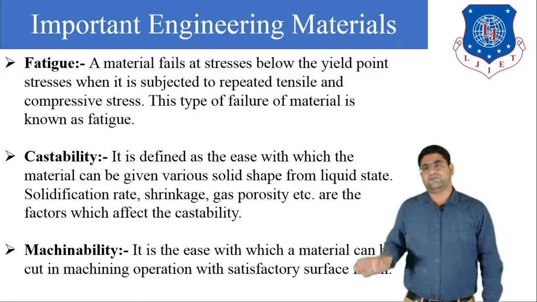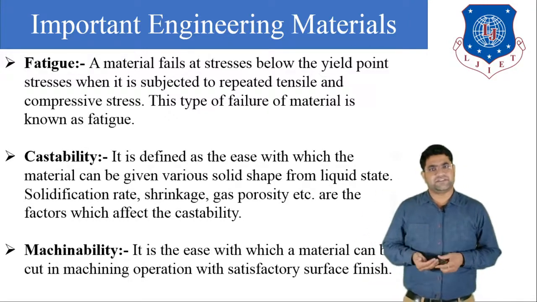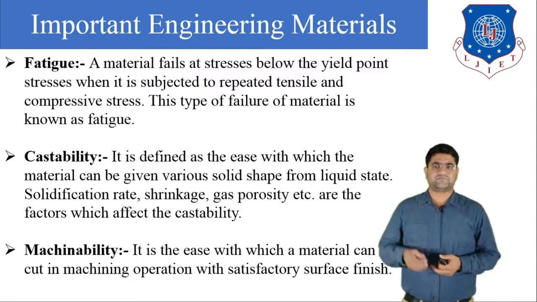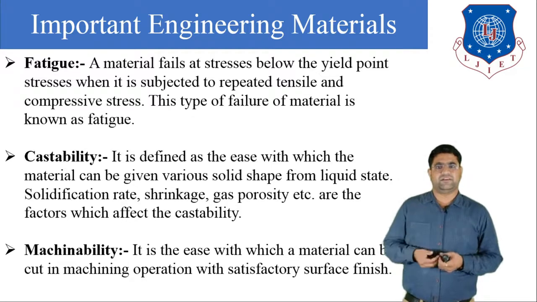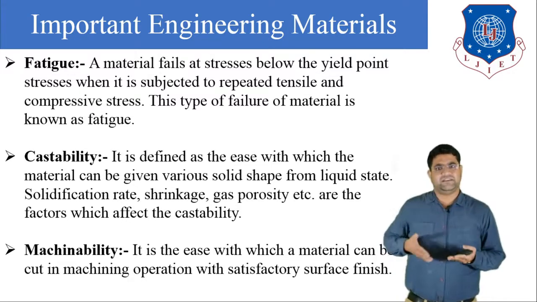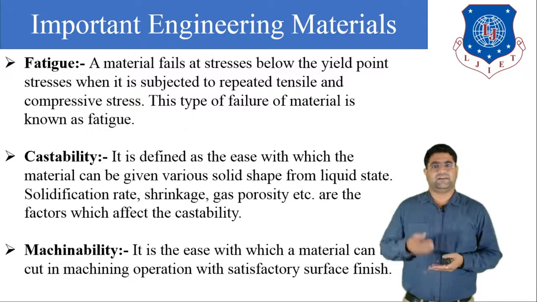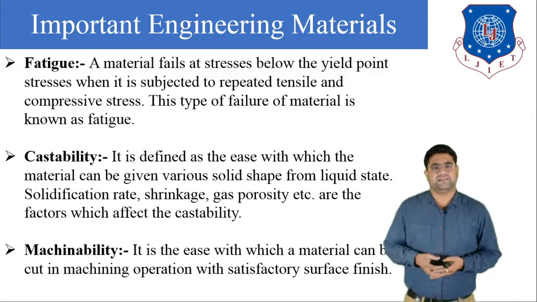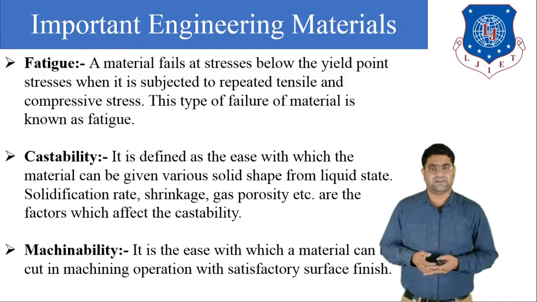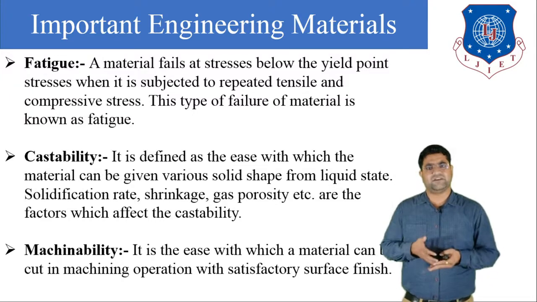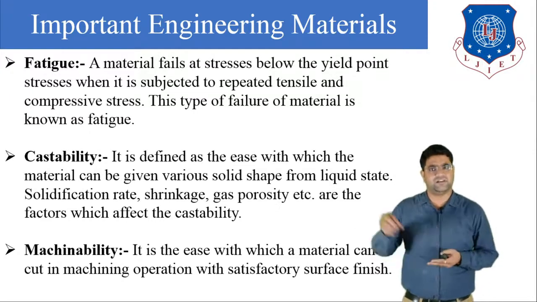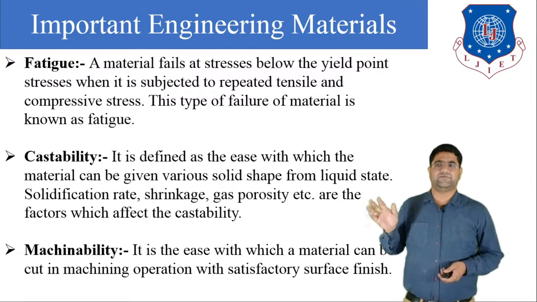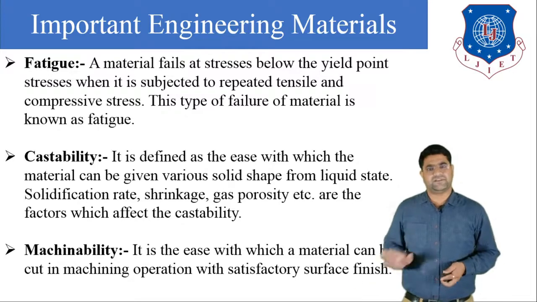Now our last property is the machinability. What is machinability? It is the property of the material through which the material can easily be machined. Ductile materials generally have high machinability. We can easily cut that material, or easily roll it, or easily give it a surface finish. That type of ability is known as the machinability.